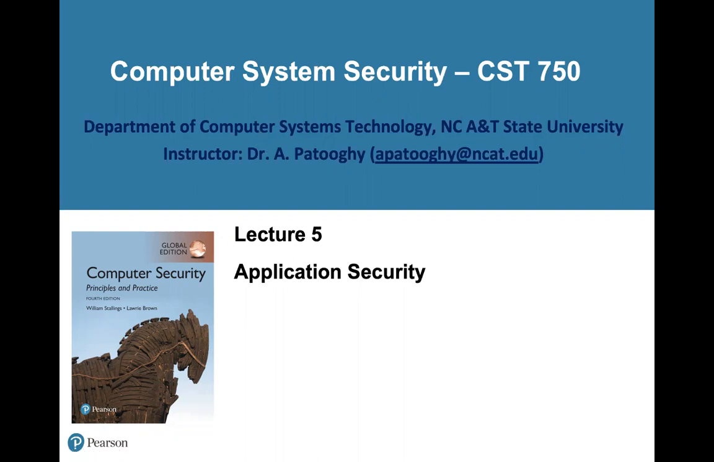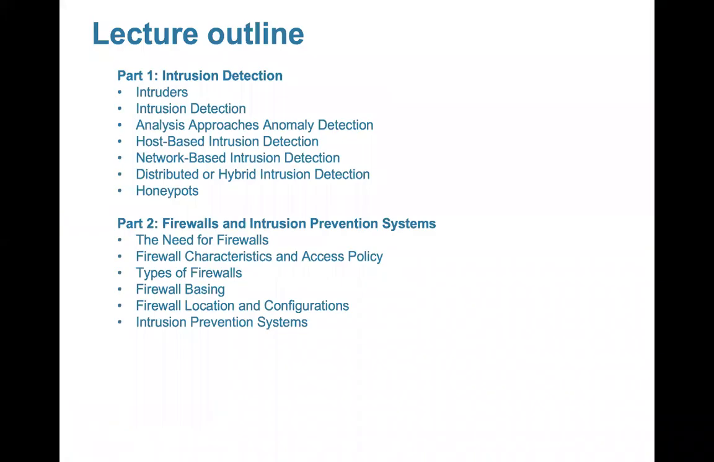Today we are going to start our lecture 5, which is about application security. We will be talking about intrusion detection. We say who intruders are, and we talk about components and architecture of intrusion detection systems. And then we go through different types of intrusion detection systems: host-based intrusion detection, network-based intrusion detection systems, and hybrid or distributed intrusion detection systems. And lastly, we talk about honeypots.